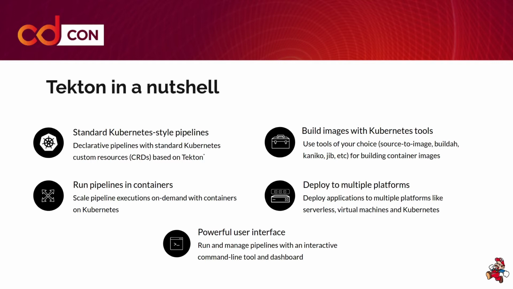Everything runs in containers. Your pipeline, your task, your steps, all those concepts will run in containers, and even the control plane of Tekton will run in containers. You can build images using Kubernetes tools. Of course, building an image is just one thing Tekton can do, and to build those images you can use anything that would run in a container, so source-to-image, buildah, Kaniko, Jib, ko. You can even use Docker in Docker if you have the right permission on your cluster to do so.